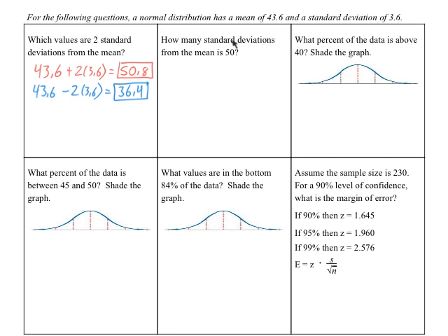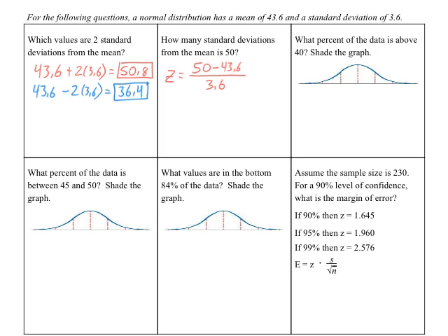Next, how many standard deviations from the mean is 50? Well, you have to know your z-score formula. So z is equal to, and what you do is you take the value, which in this situation is 50, you subtract the mean, which is 43.6, and then you divide it by the standard deviation. It's a formula, you just got to plug them in. Or you can think logically.